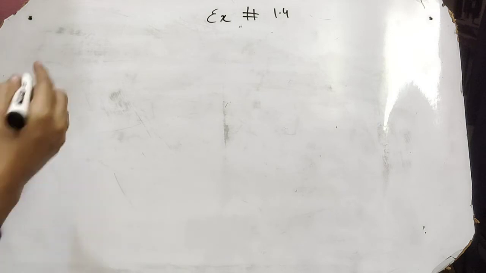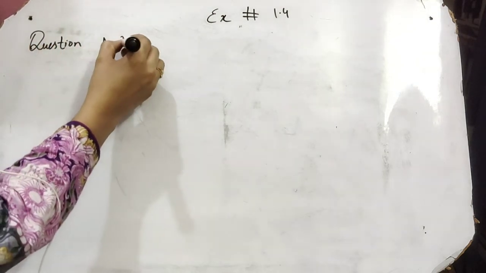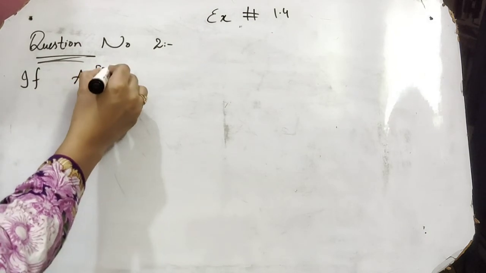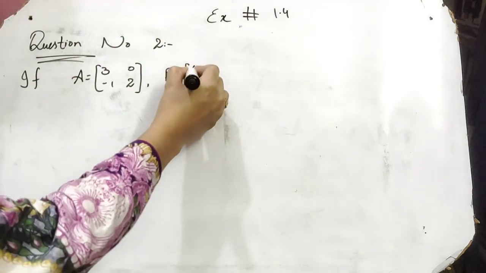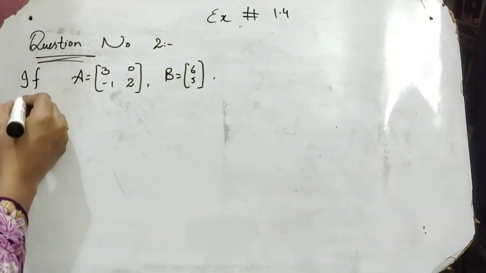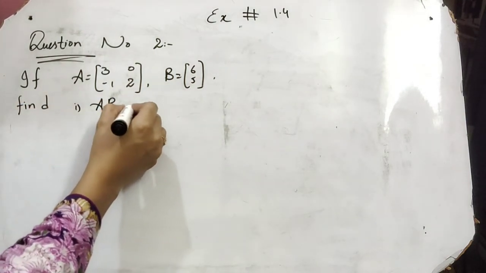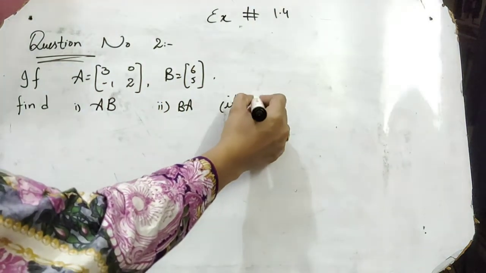Now we move toward the second question. The second question is, if A is equal to 3, 0, minus 1 and 2, and B is equal to 6 and 5, first find AB and then find BA if possible.